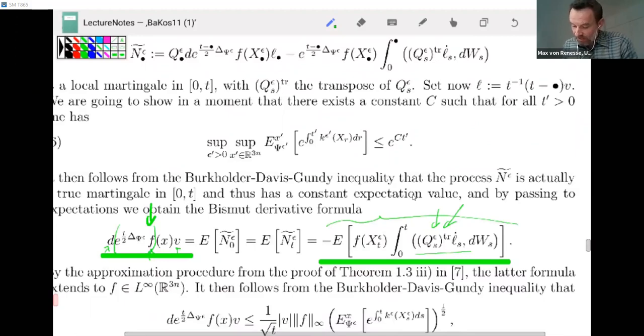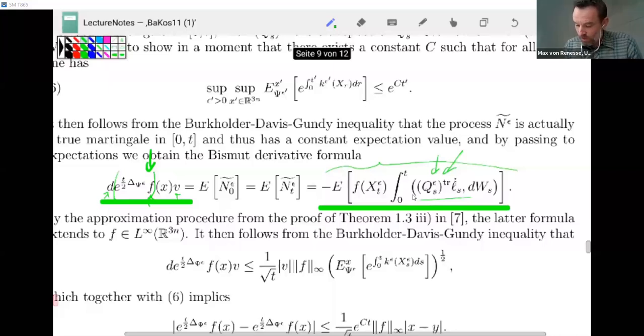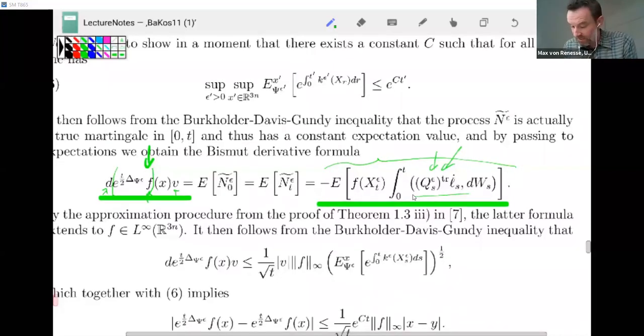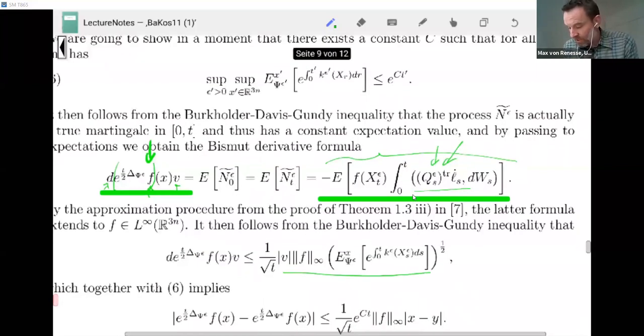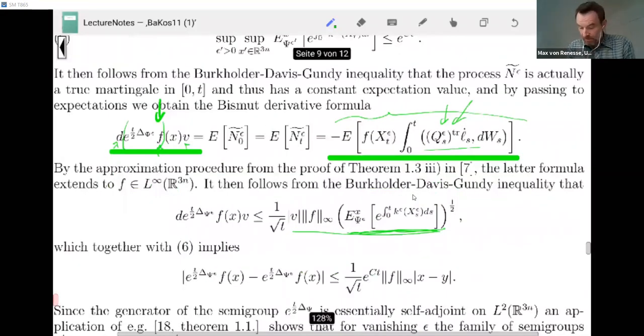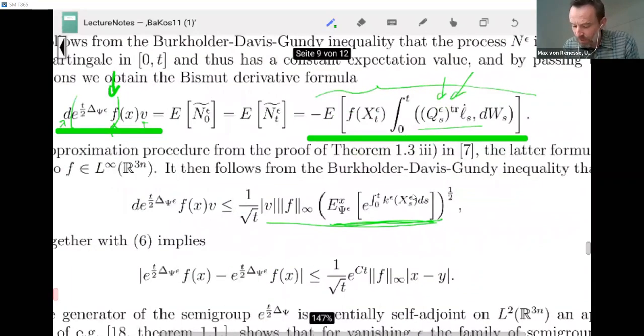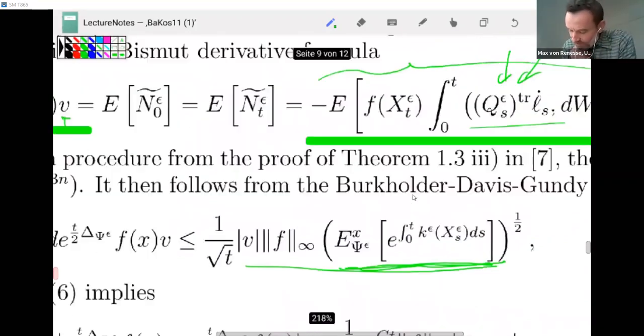And now you are in business because at this point you can do basically Hölder's inequality and L2 isometry and all these kind of things, such that in the end, you end up with an expectation which involves an exponential expression here. So this is how it comes, right? You do some Hölder inequalities that gives you the square root of t. You make a particular choice.